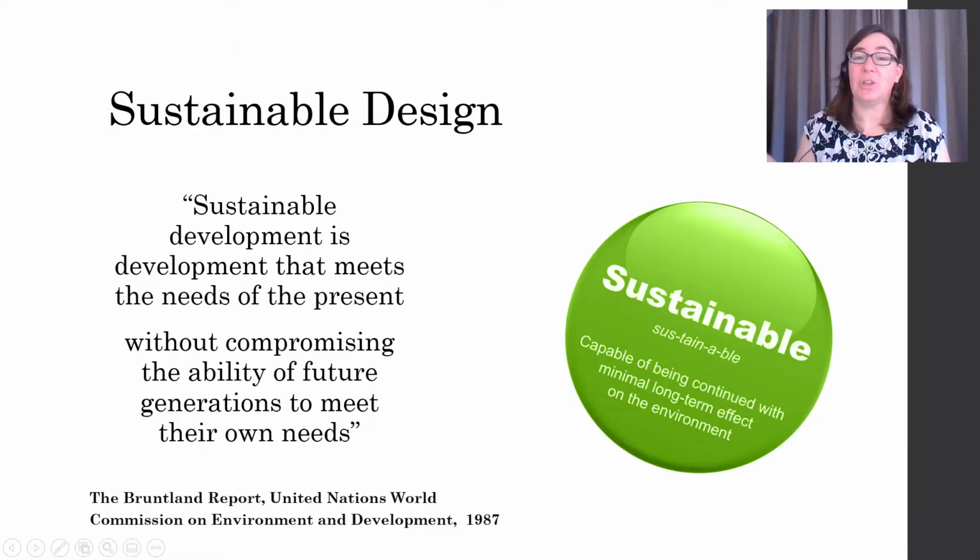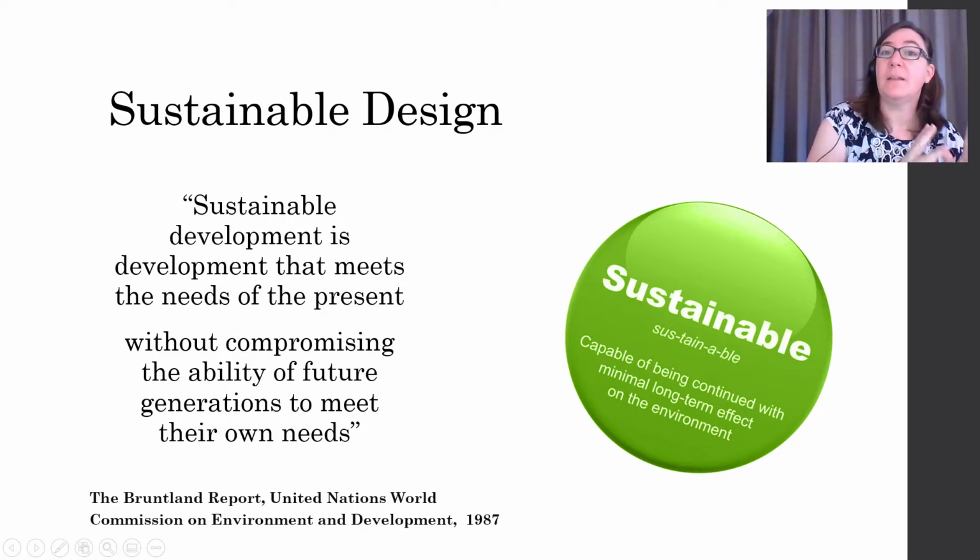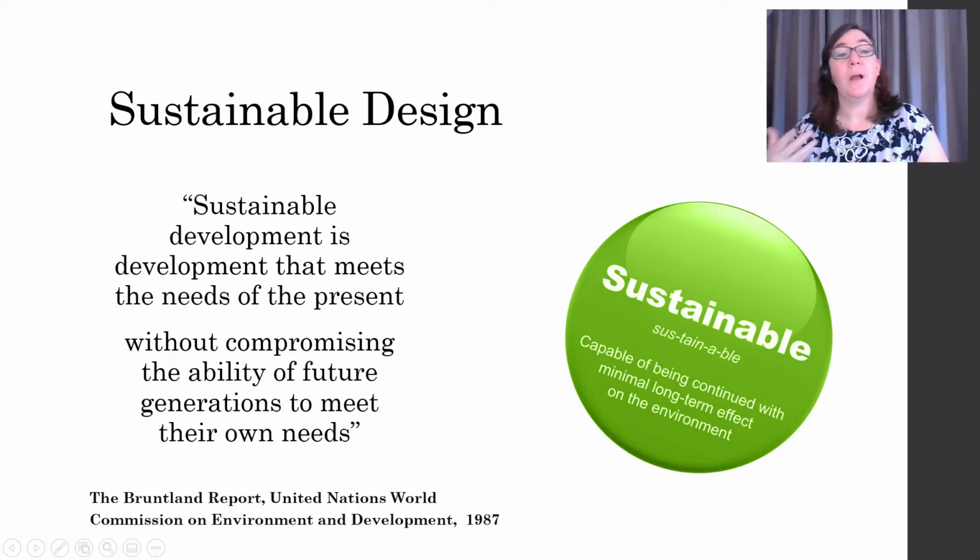Starting out with a definition, what exactly do we mean when we say sustainable design? There's a lot of them out there, but my favorite is this one from the Brundtland Report by the United Nations. It says, sustainable development is development that meets the needs of the present without compromising the ability of future generations to meet their own needs.